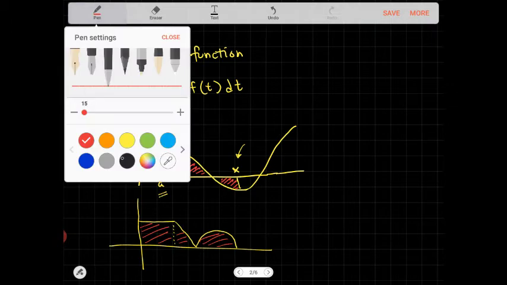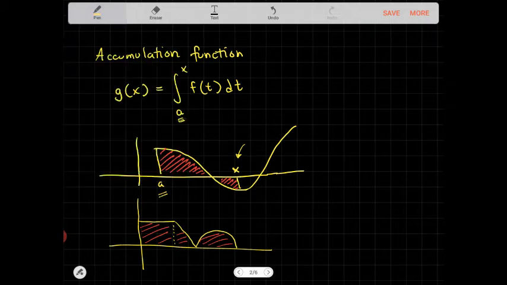And the fact that an accumulation function is related to an integral is not the only reason why they are common. They are common because the fundamental theorem of calculus is defined in terms of an accumulation function. You probably remember this. I hope you do.